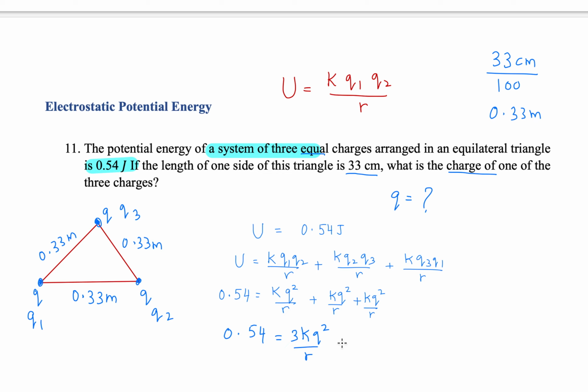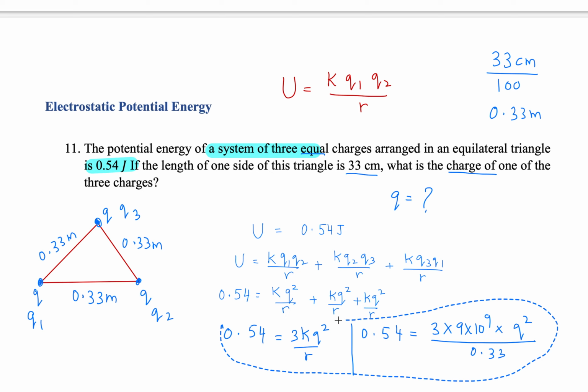Now we'll substitute the numbers. K is a constant, 9 times 10 to the power of 9. Q square we don't know, let's just keep it like that. R we know, it's given as 0.33. So now we can use math and solve this.